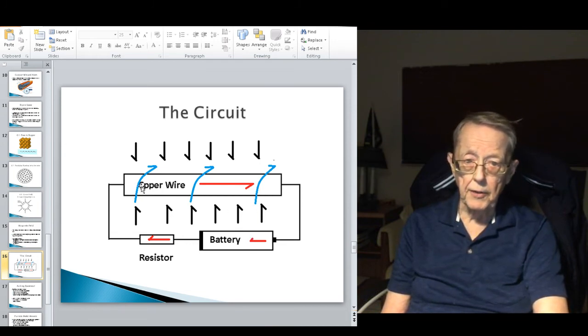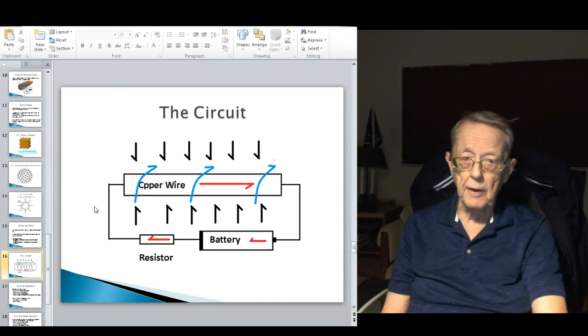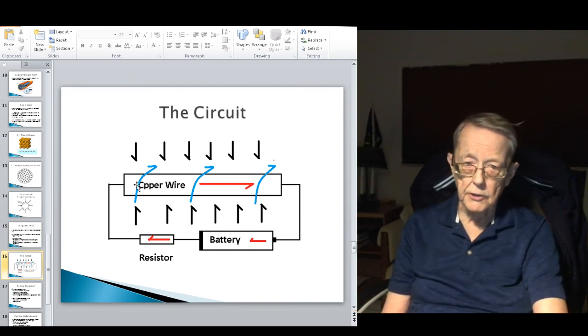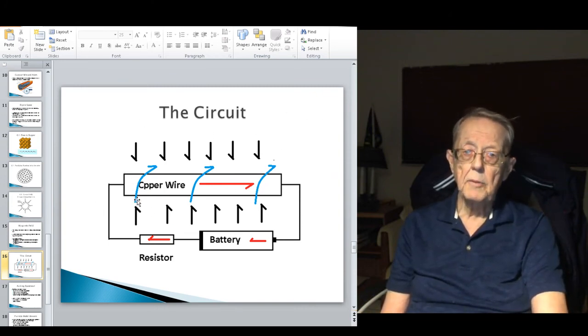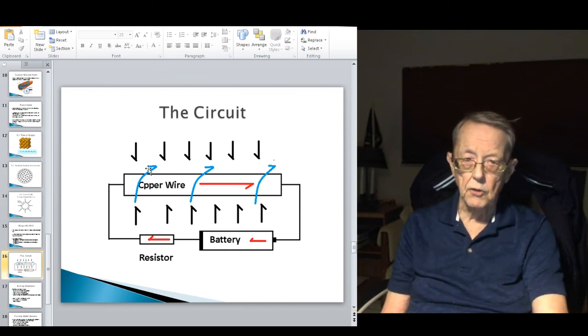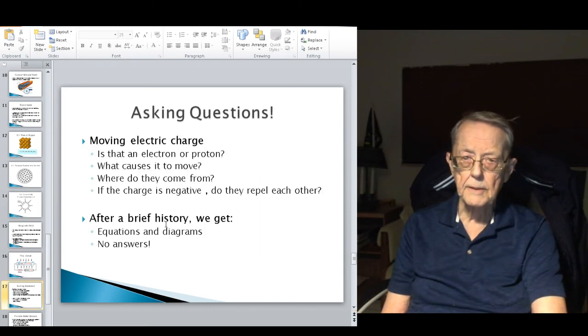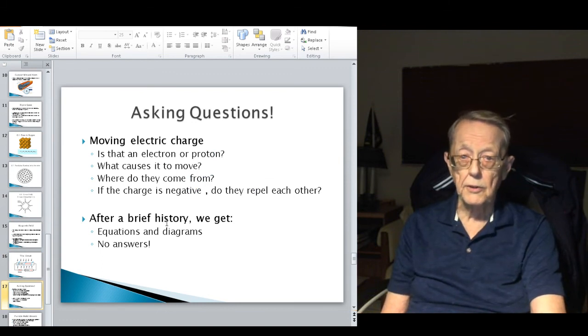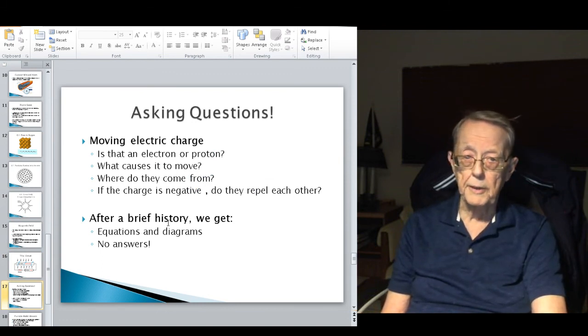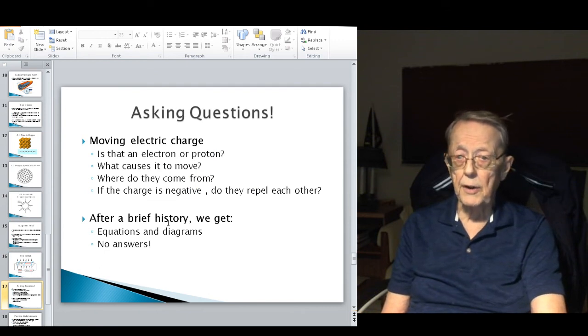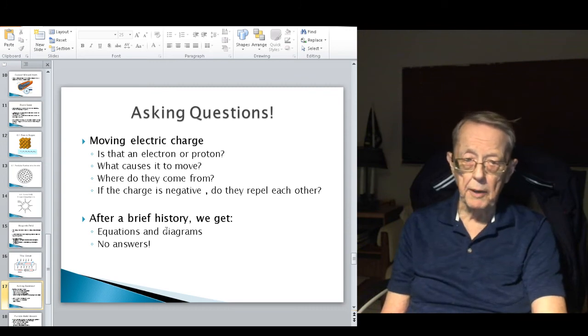So you have the copper wire being organized, you got G1 flow through there, you got a G2 field around it, maintaining this, and this is drawn with a very wide pitch, which is only done that way for clarity. So we were asking questions earlier about what Wikipedia said. Is that an electron or a proton that they call an electric charge? And what causes it to move? Where do they come from? Do they repel each other?